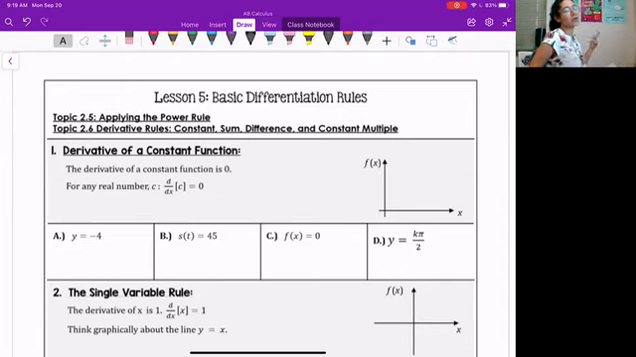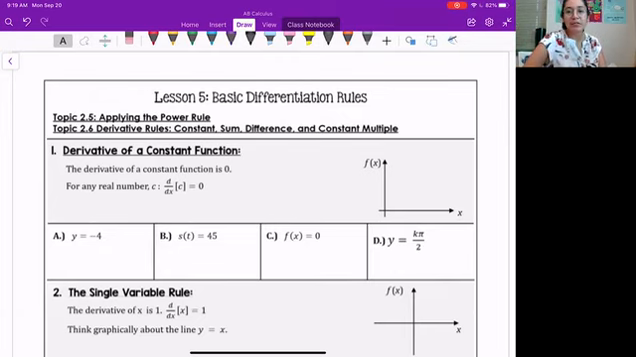So all last week we were deriving functions, but we were using that tedious difference quotient formula, that limit as x approaches a, or the limit as h approaches 0, and we had to cancel a whole bunch of stuff to get our derivative. Now we will not be using that anymore.